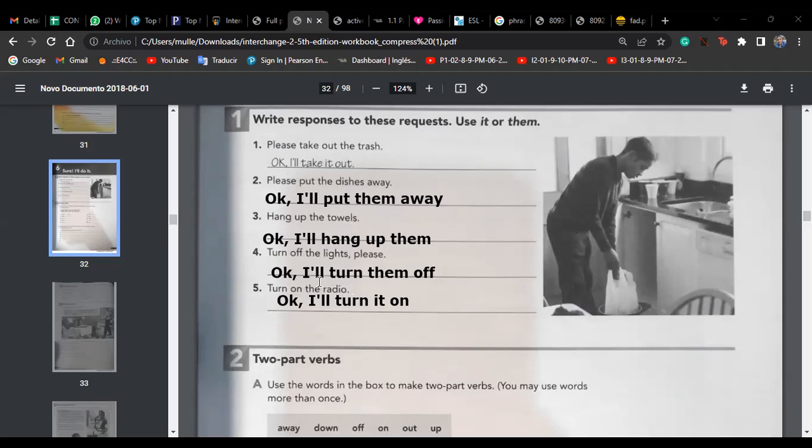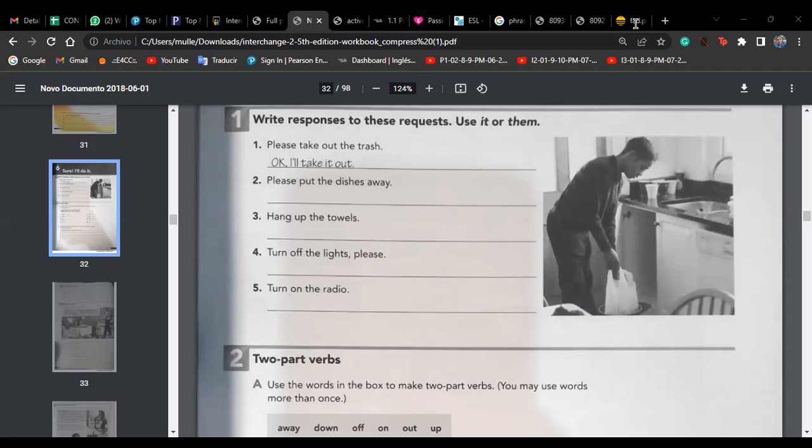Turn on the radio. Okay, I'll turn it on. Okay. Now, and those are the two part verbs. You are doing good. You are doing nice over there. Thank you so much for your time.